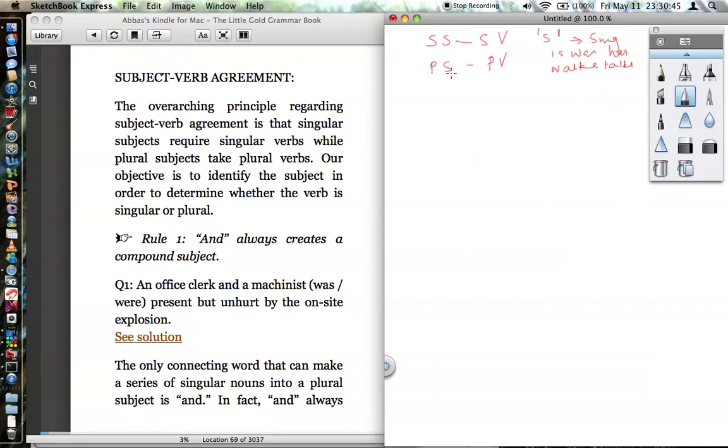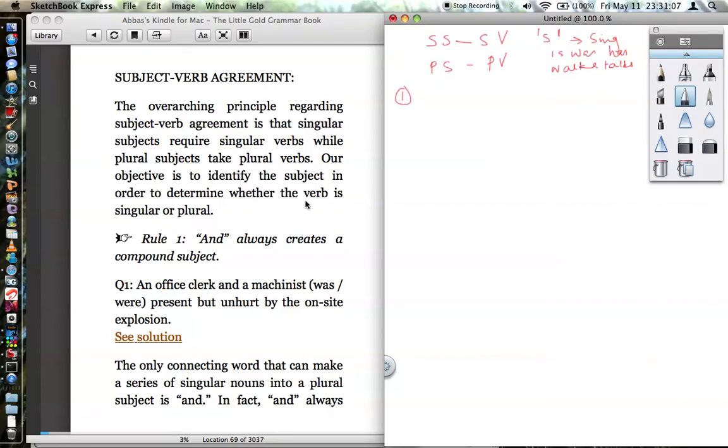So if you have a plural subject, most of the time plural subjects end with an S, and plural verbs are without an S. So walk, talk, are, were, have become plural verbs. Okay, let's start with the first rule.